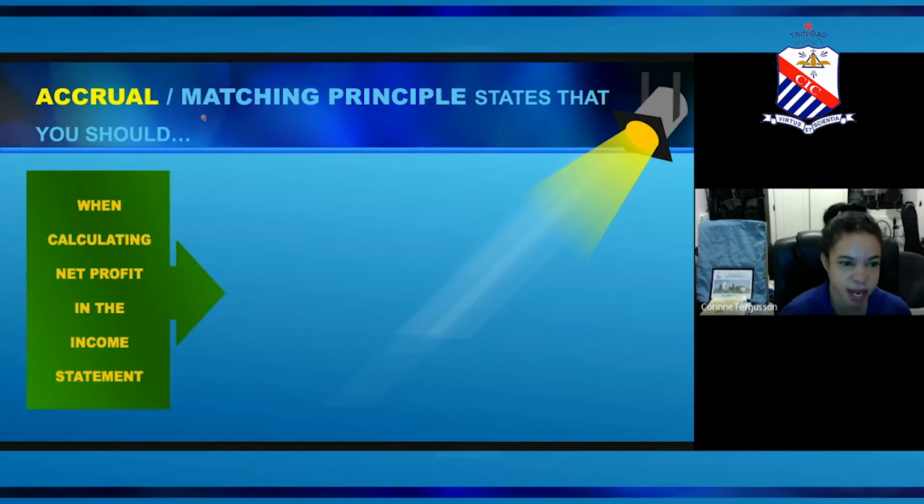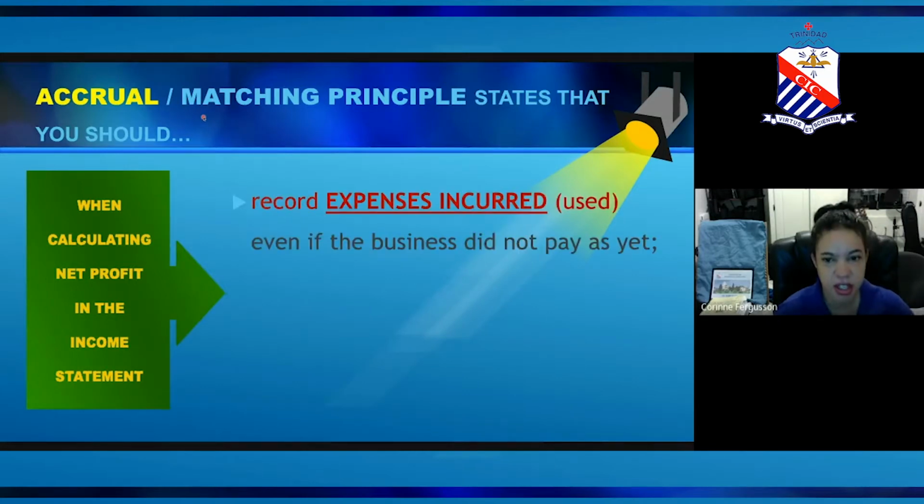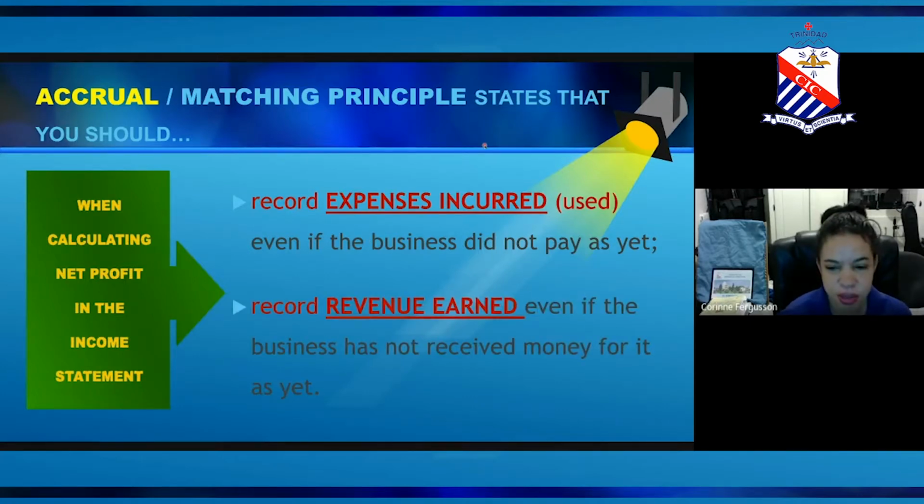And that states that whenever you are calculating the net profit in the income statement, you record expenses incurred. So you remember this word, expenses incurred, even if the business has not paid as yet. So it is expenses incurred or used, even if the business did not pay as yet. And you also record revenue earned, even if the business has not received that money as yet.